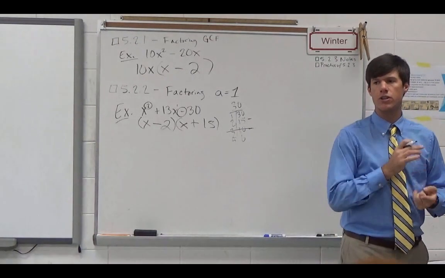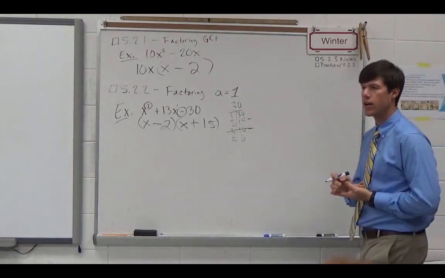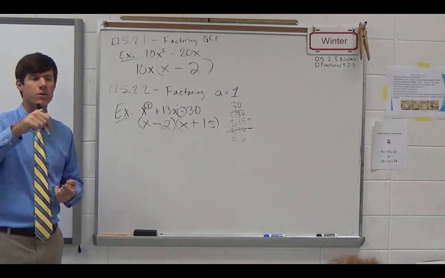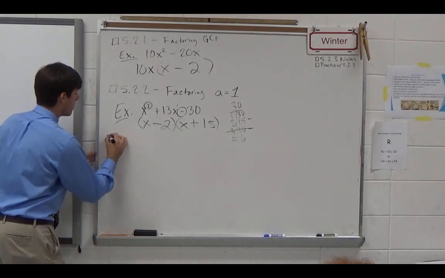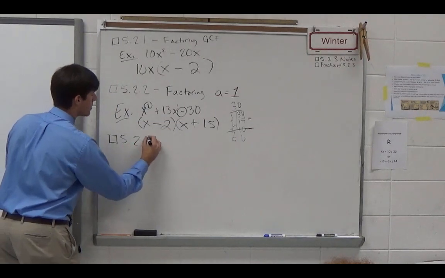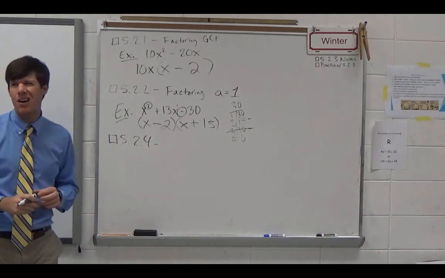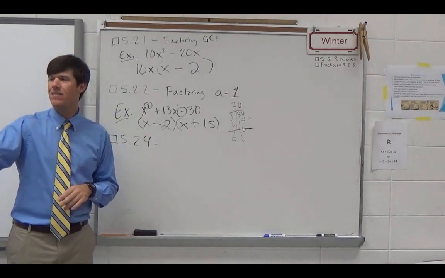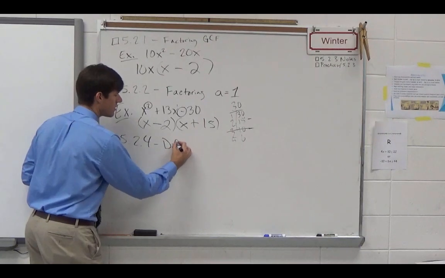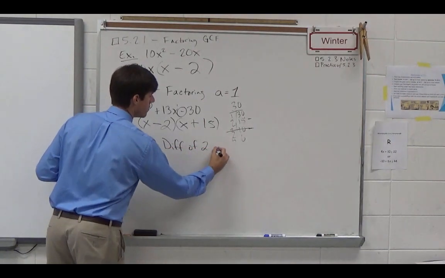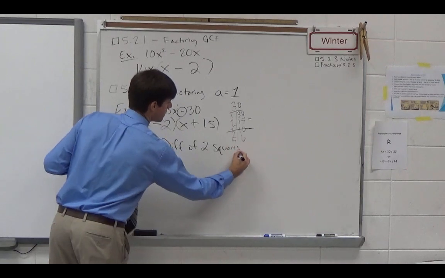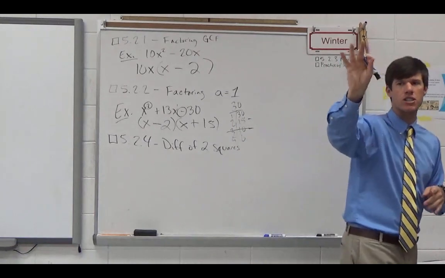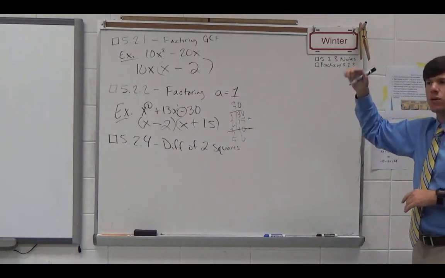There's one other section that we've covered so far. Okay? And it's actually 5.2.4. What we're doing today is 5.2.3. So this is 5.2.4. Anybody know what it is? Is it the difference? That's correct. Difference of 2 squares. That was that other section. Those are the 3 sections we've covered so far. And then today we're going to hit that 4th one.